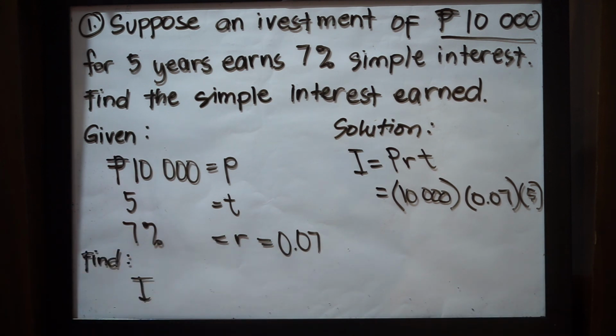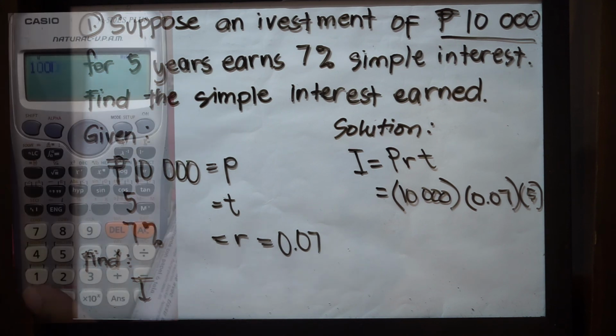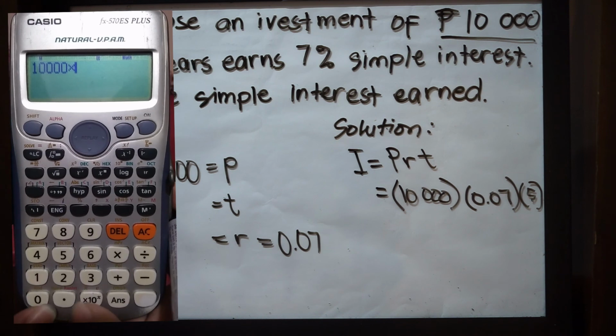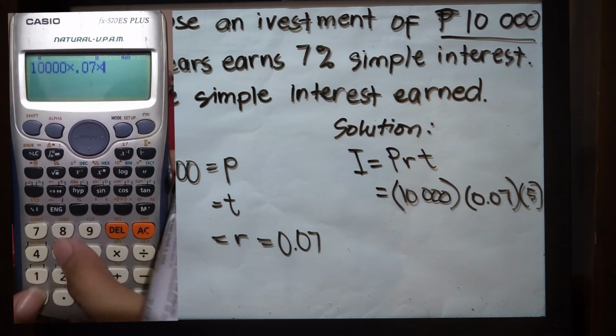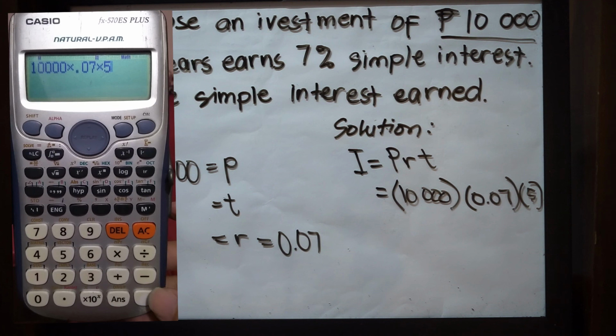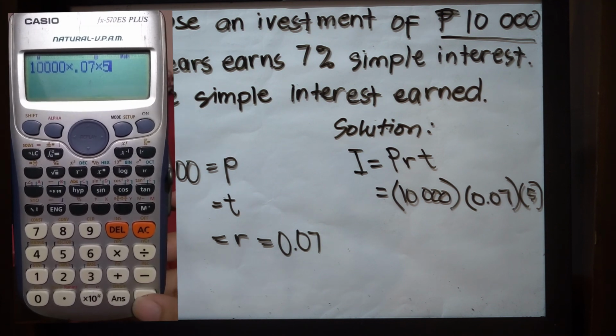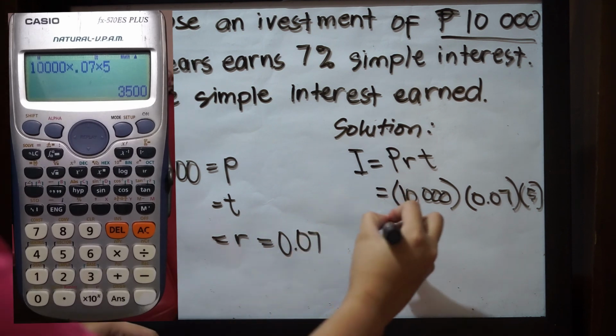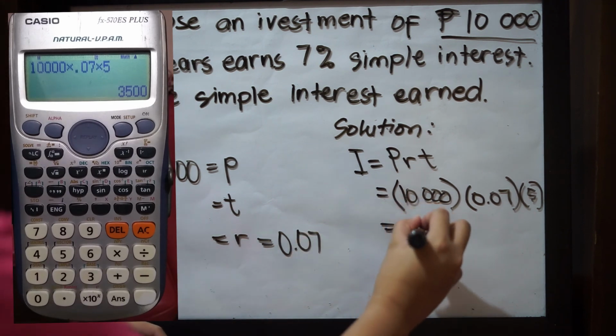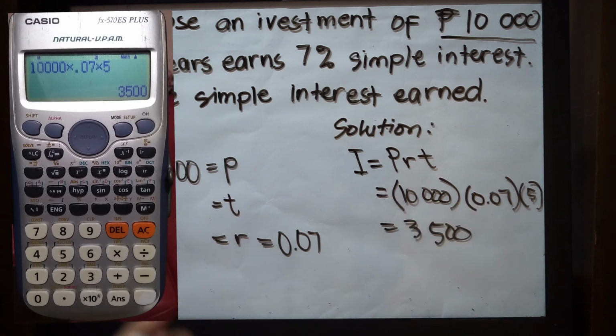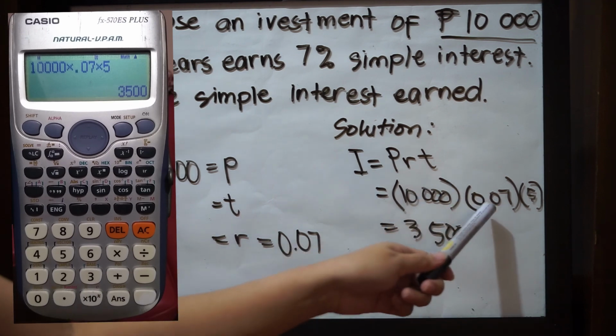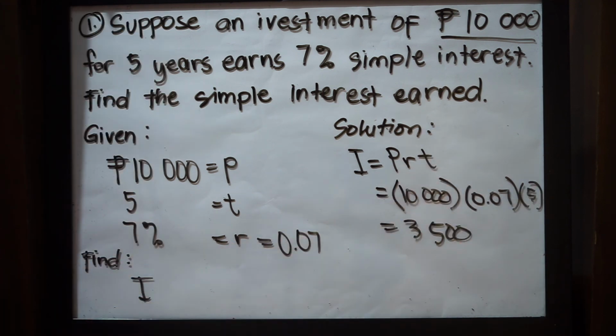Ngayon, using your calculator, pwede nyo na siyang i-direct sa calcu na 10,000 times 0.07 times 5. You can use the multiplication symbol sa calcu o kaya naman parentheses. You can still have the same answer for that. So, pressing the equal sign, our answer will be 3,500. Pwede din namang ang gawin nyo isa-isa kung gusto nyo 10,000 times 0.07 first, then you multiply it with 5. Okay lang po yun. Wala namang problema. So, that's it for problem number 1.